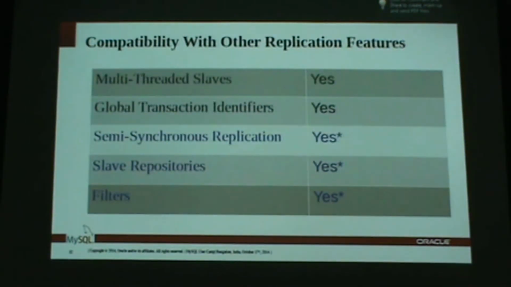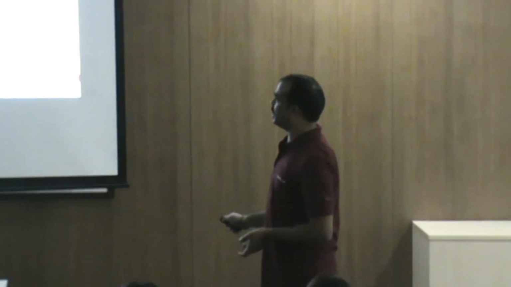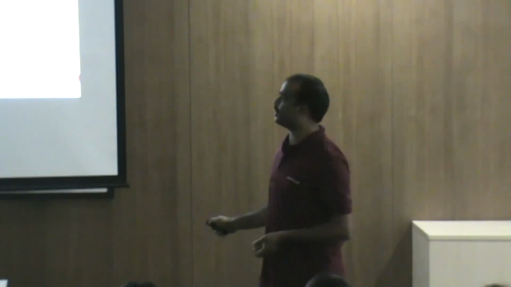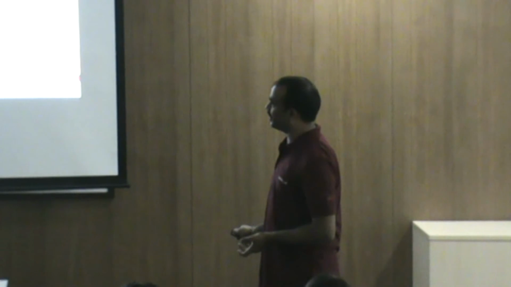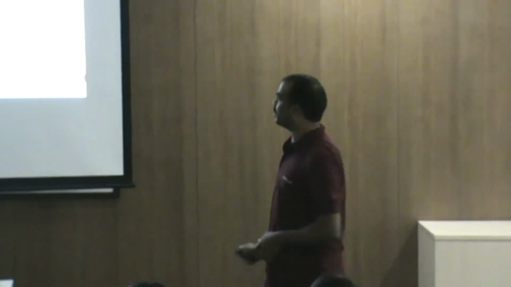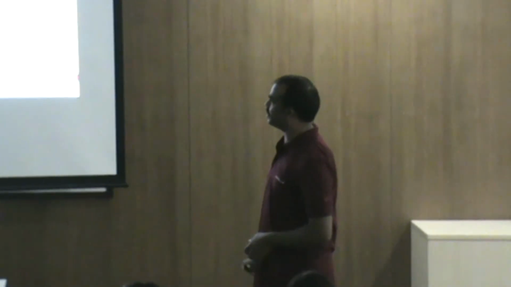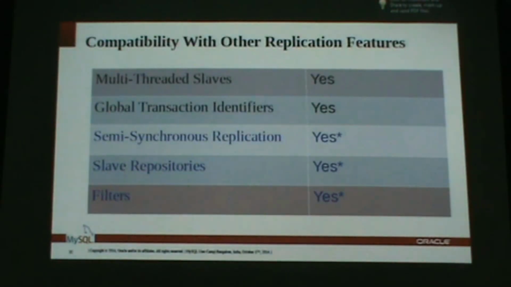And now we have several features in replication. Multithreaded slaves, which I said earlier, and then global transaction identifiers, and then semi-synchronous replication, slave repositories, filters. These are the major things which multi-source replication interacts with. And for the current version, we have compatibility with all those features. Everything is yes, and I will explain why I have a star there.